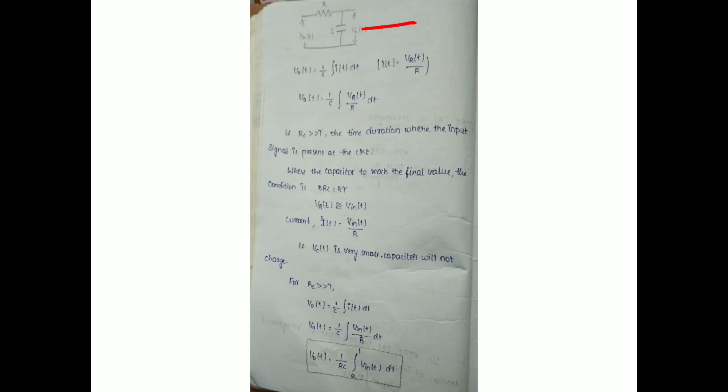If Vc of t is very small, the capacitor will not stay. That means the capacitor voltage is very small, and the capacitor will not charge, so it remains in the same condition. At that condition, RC greater than T, V naught of t is equal to 1 by C integral I of t dt, with I equal to V by R. So V naught of t is equal to 1 by RC integral V of t dt.